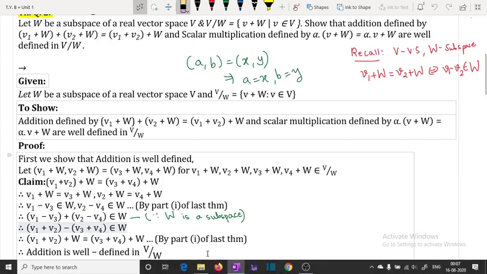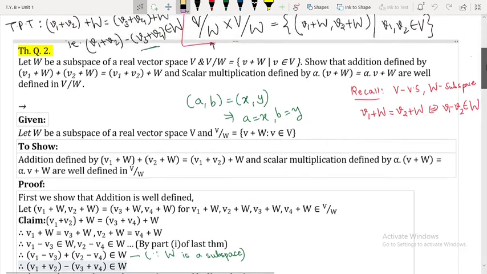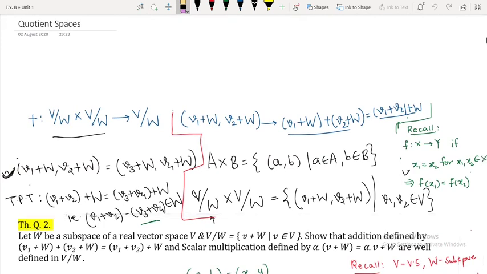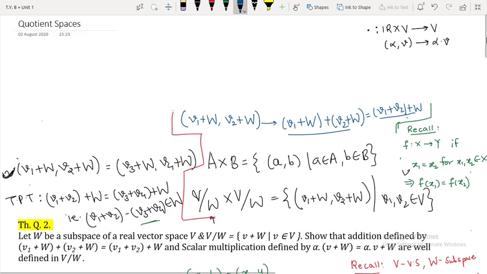Now we show that scalar multiplication is also well defined. So see what scalar multiplication is. Scalar multiplication is a function from R cross V to V. This is in the case of vector spaces that we have already seen. Now over here, for this particular problem, our scalar multiplication is defined on the set V mod W. So it is a function from R cross V mod W to V mod W.